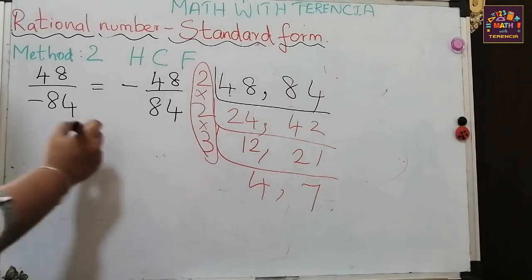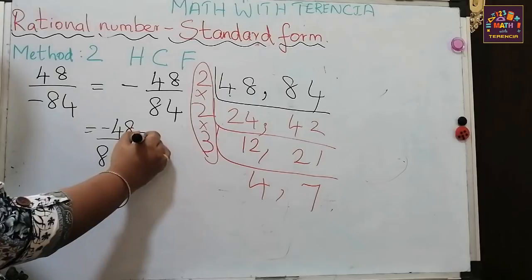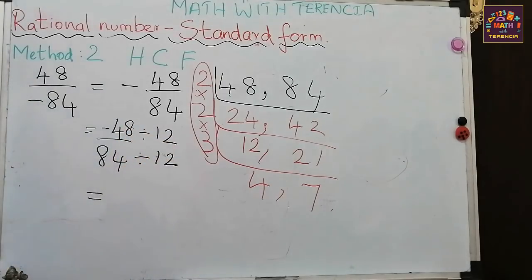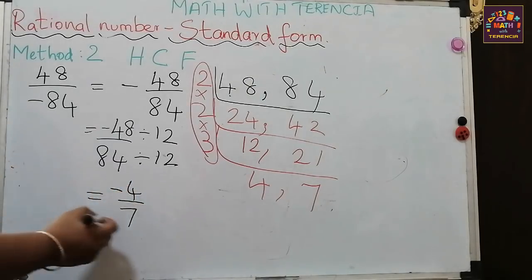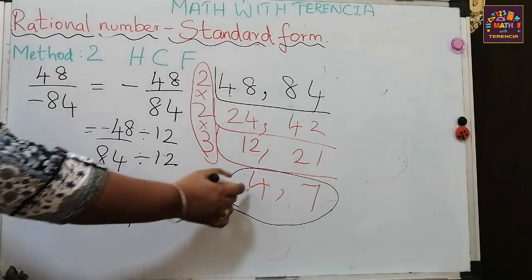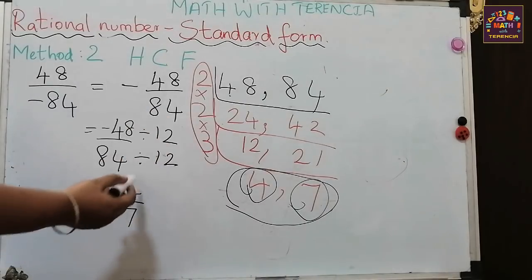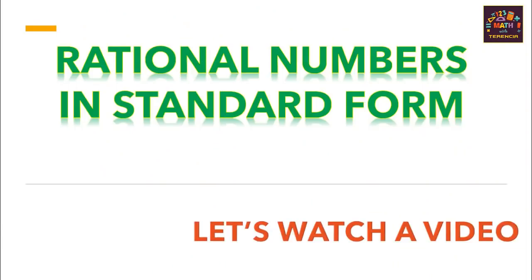So I need to divide this fraction by 12. When I divide by 12, I will get minus 4 by 7, which is nothing but this one. So this will be the numerator and this will be the denominator. So you can directly write it as minus 4 by 7. So this is method 2. If you are good at HCF, finding the greatest common factor, this is the easiest way you can follow.